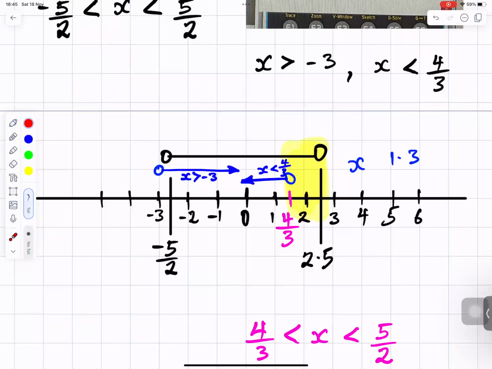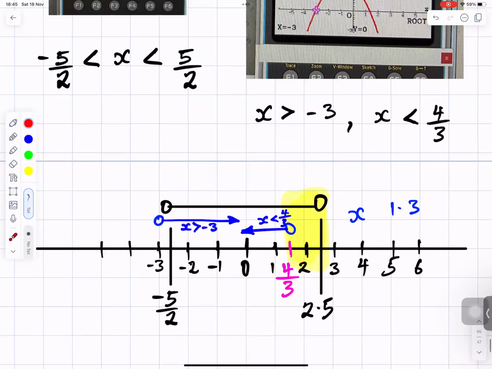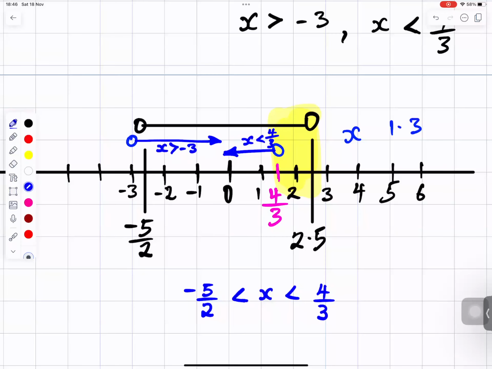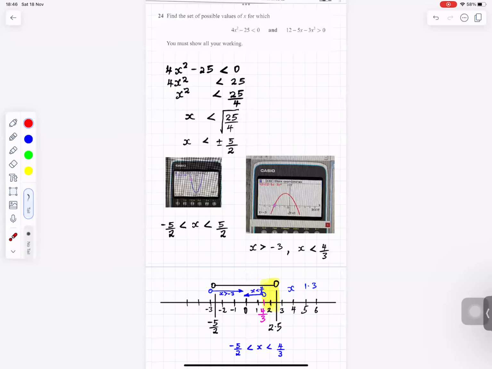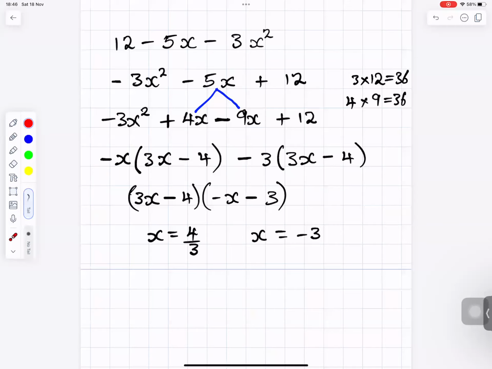So it's between minus 5 over 2 and 4 over 3. So you start at minus 5 over 2 and you end at 4 over 3. And the possible values in that range are minus 2, minus 1, 0, 1. So that's that first part. And the second part.